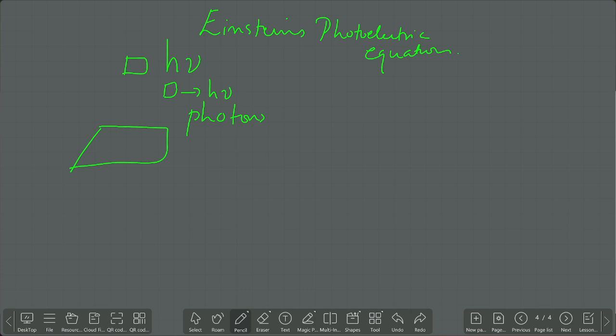What is the symbol for threshold frequency? Nu 0 or f0. Put this in brackets. If they ask for the laws, you should write these points. You should learn this as it is. Next point.